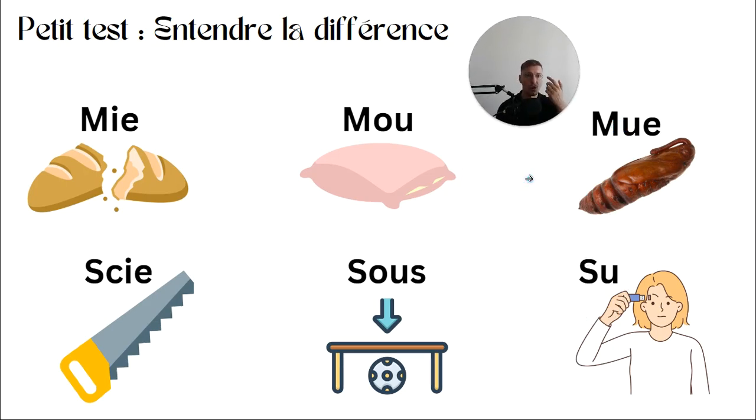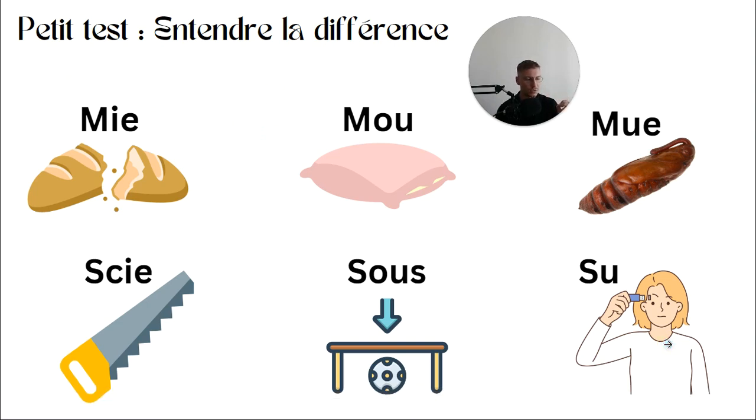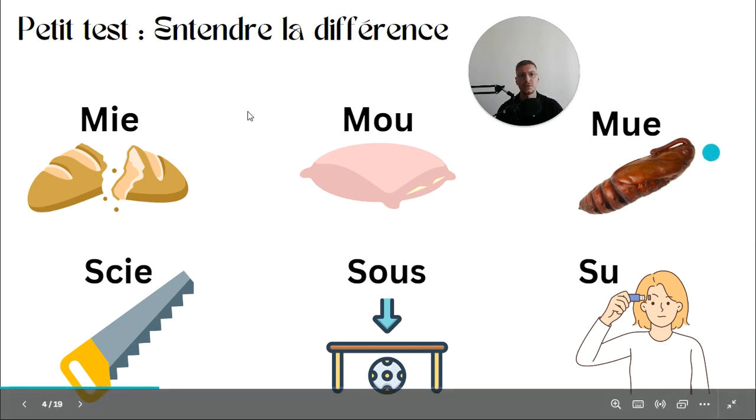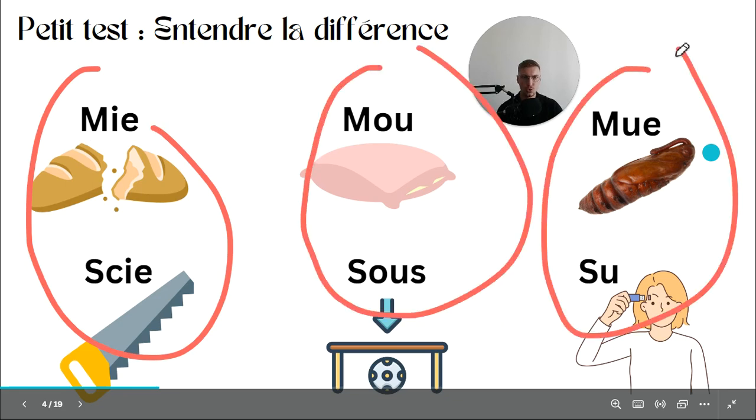This is mostly for you to assess yourself, to see if this is going to be difficult for you or not so difficult. So I will just read these words and I want you to really pay attention and tell me if you can hear the difference. So the difference between mi, mu, mu. Si, su, su. One more time. Mi, mu, mu. Si, su, su. And more generally, I, U, U.